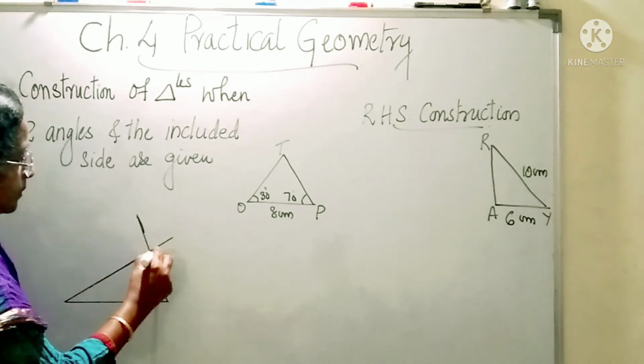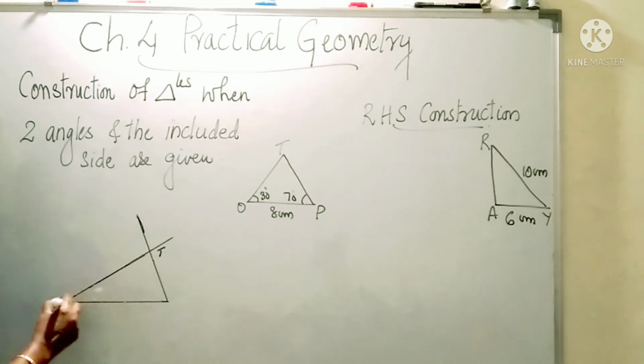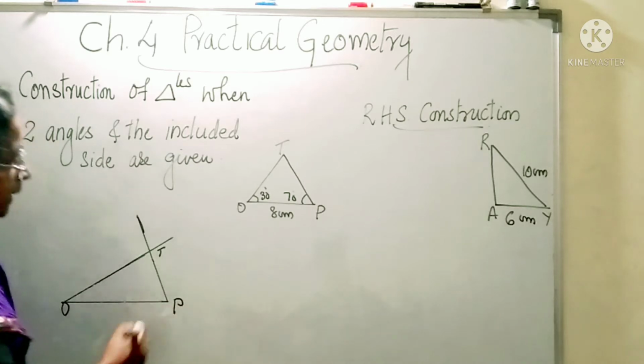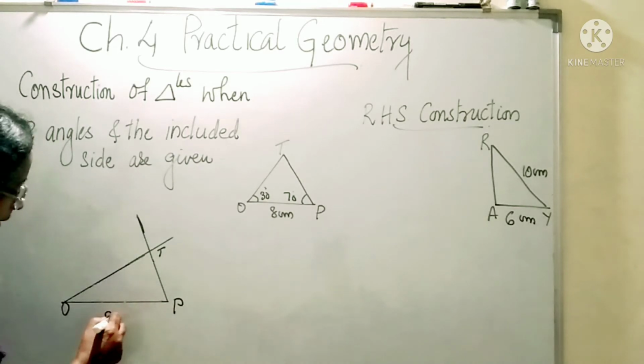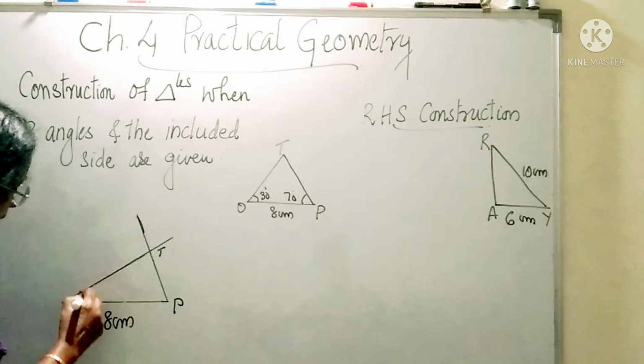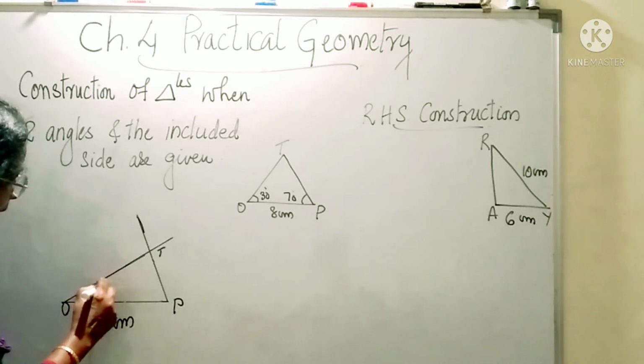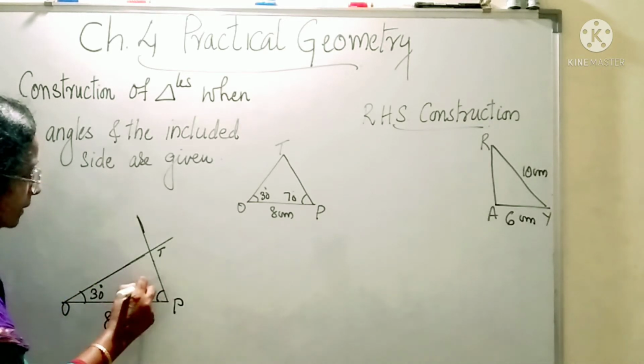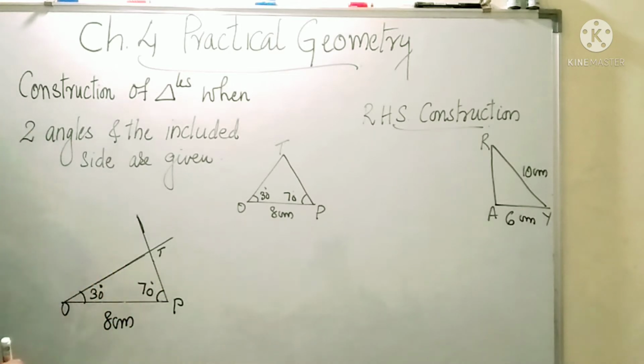So let us mark this point as T, this point as O, this point as P, and the base is 8 centimeter. This angle is 30 degree and this angle is 70 degree. So our triangle is ready.